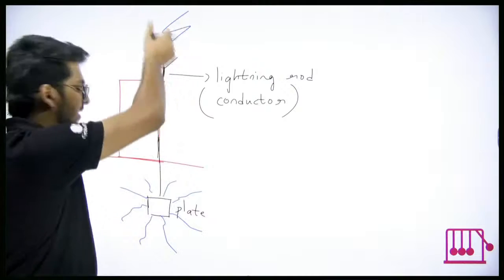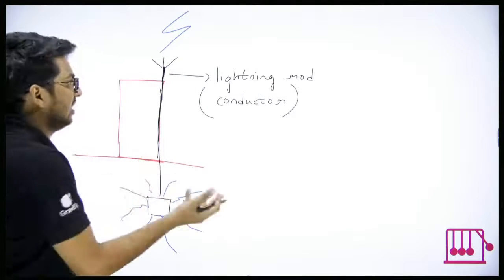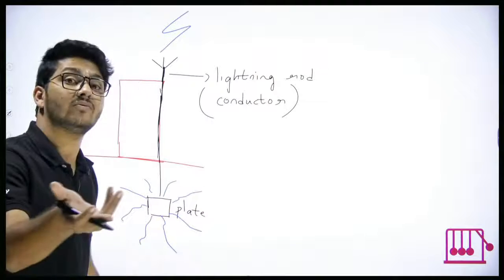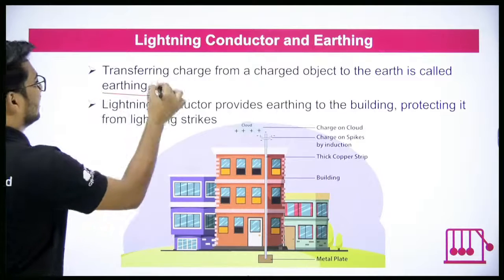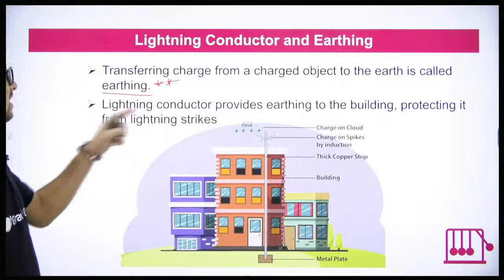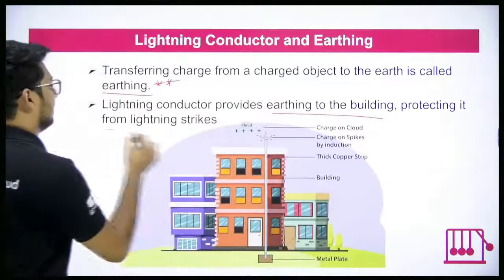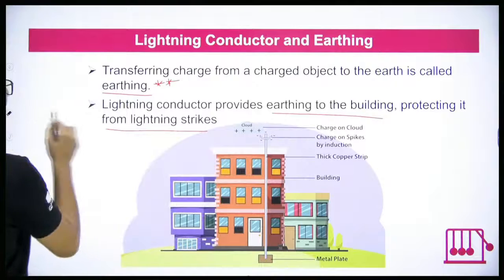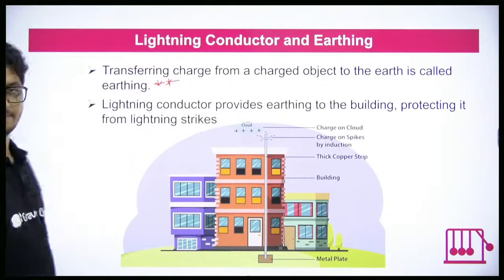Lightning has charges, and we are transferring them to the ground, to the earth. So a lightning rod works on the principle of earthing. Remember this word, it's an important word: earthing. A lightning conductor provides earthing to the building and protects it from lightning strikes.